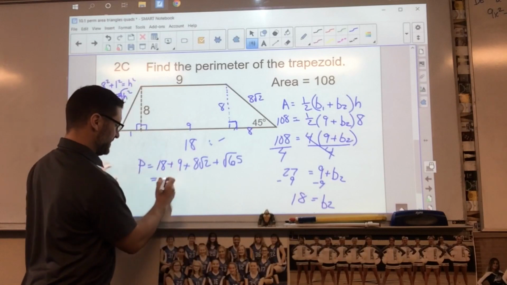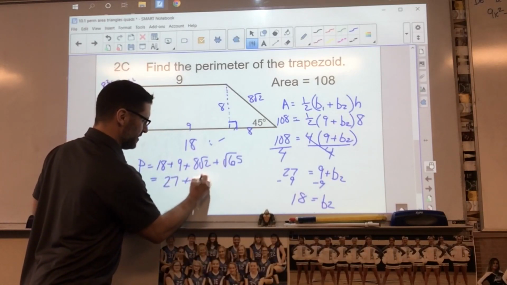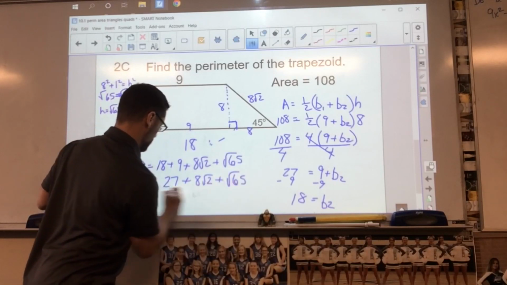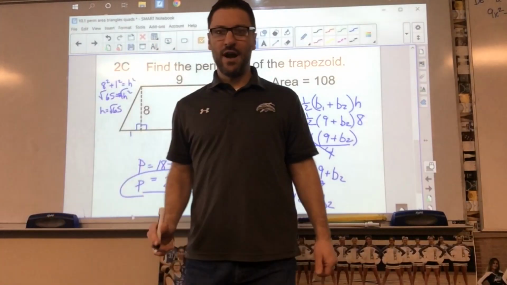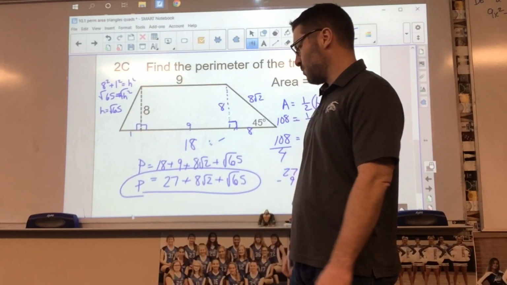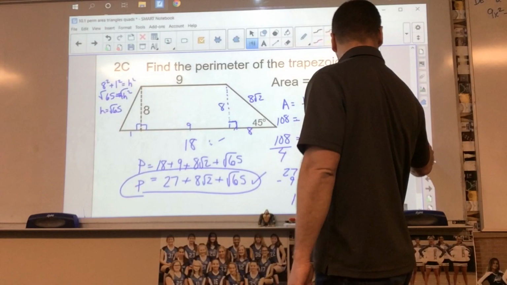Okay, that's 27 plus, these two actually won't go together, so I'm going to leave it 8 radical 2 plus root 65. And I have an expression for the perimeter. Yes, there is probably a decimal associated with that. You could run that through your calculator and find the decimal. This is actually what the ACT would look like. That's kind of a hard problem.